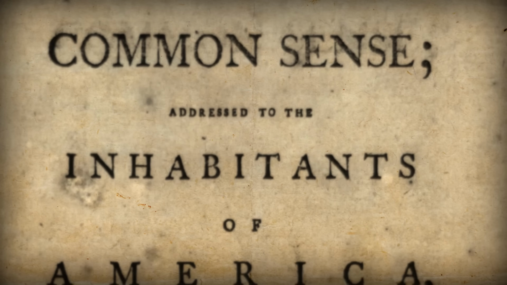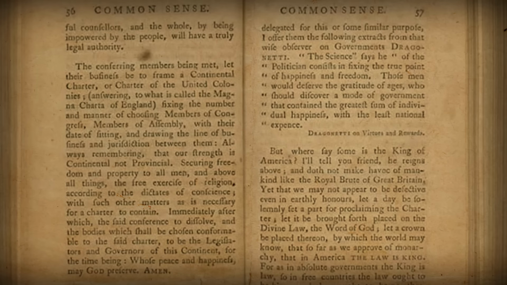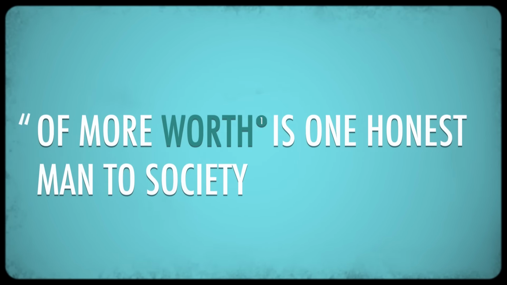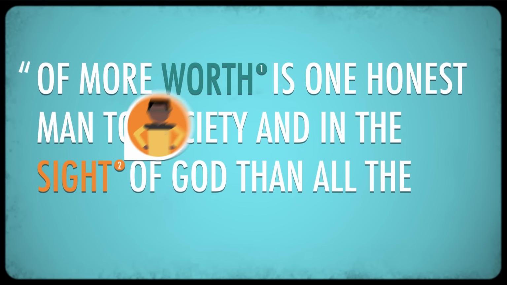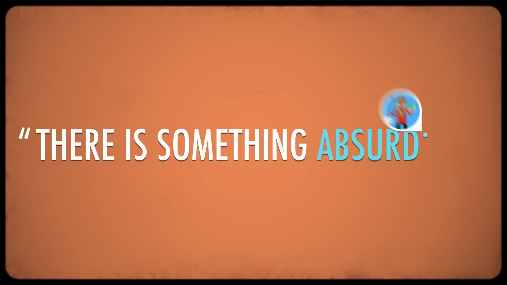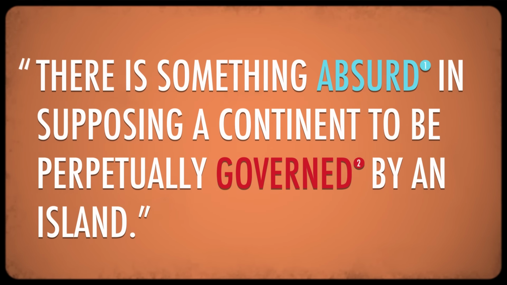Common Sense appeared in January of 1776, and it was like the Harry Potter of its time, only with liberty instead of wizard school. Written in relatively straightforward English, the pamphlet contains many powerful rhetorical arguments, like, "Of more worth is one honest man to society and in the sight of God than all the crowned ruffians that ever lived." Others were just common sense, like this nugget: "There is something absurd in supposing a continent to be perpetually governed by an island."